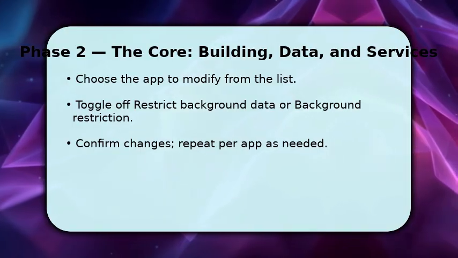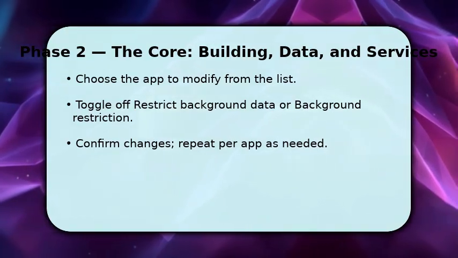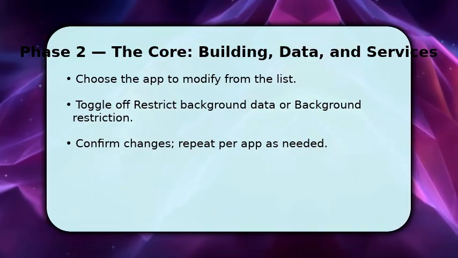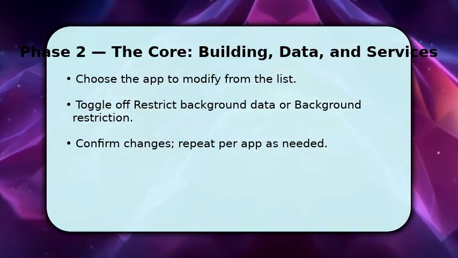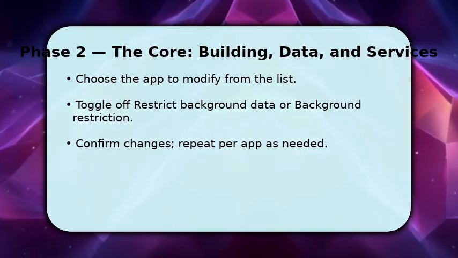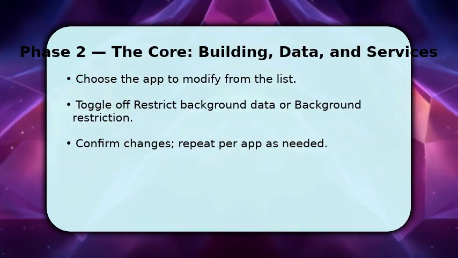On some skins, you must also disable battery optimization for continuous background access. Make sure to repeat these steps for critical apps like messaging and sync services, because one change doesn't affect others.